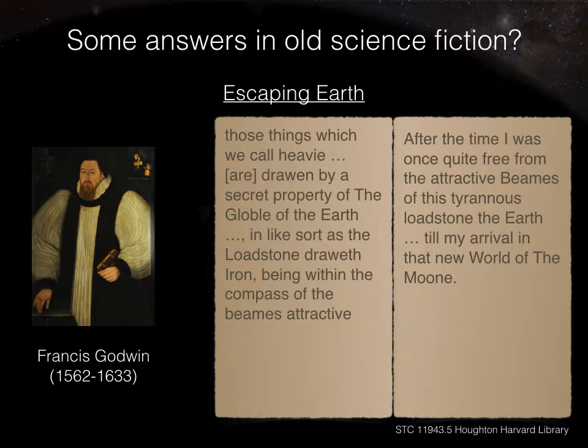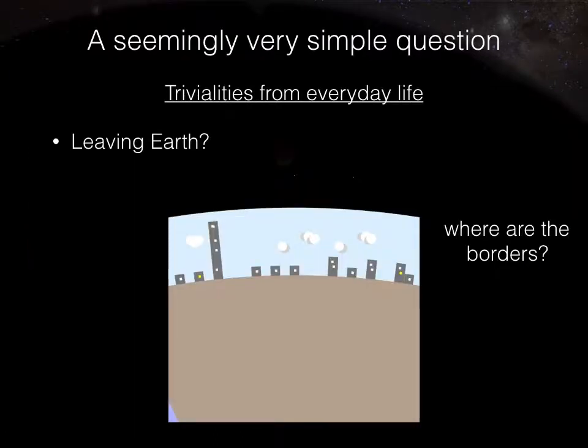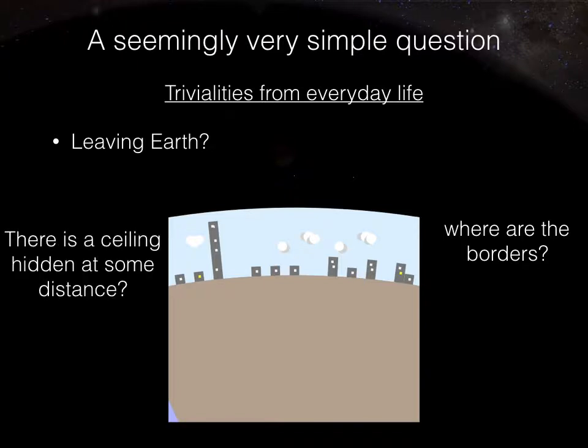And so the idea here is that there seemed to be basically a distance where, if you go beyond this distance away from the Earth, then you are basically free from it, free from its attraction. Now the issue with an idea like this is that it basically assumes or proposes that there is a ceiling somewhere. Maybe that could be the limit of the atmosphere, however you would define that, or an invisible wall somewhere.